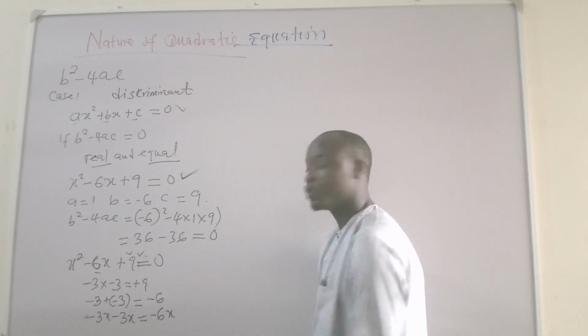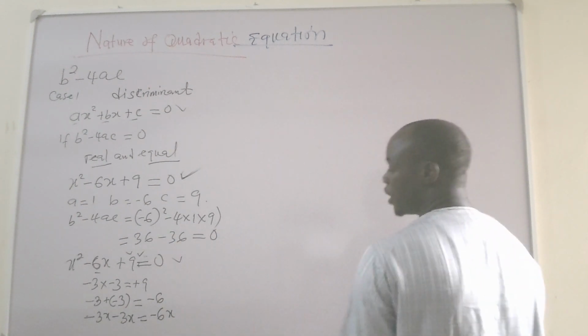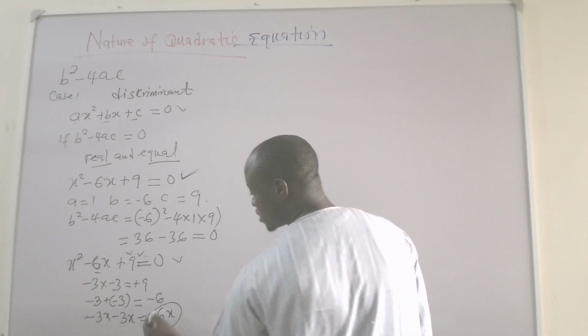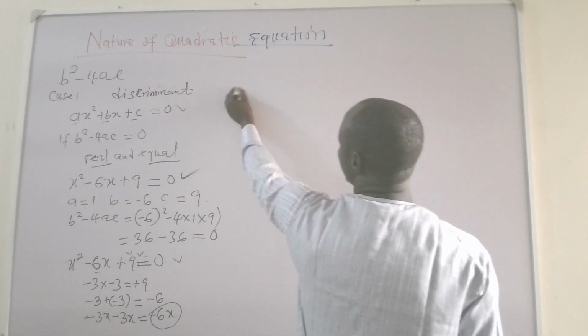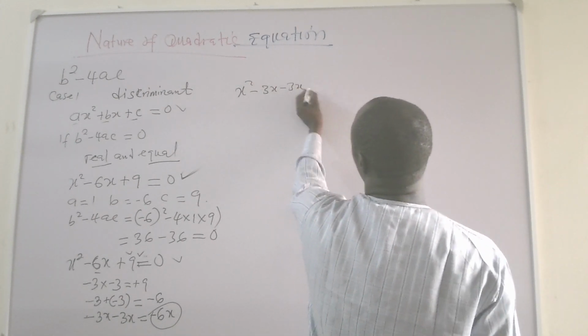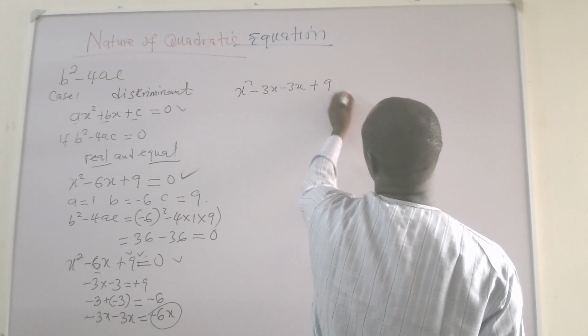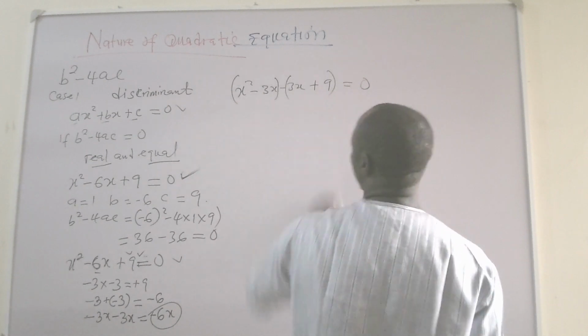Now we are going to substitute minus 6x with minus 3x minus 3x. Therefore we now have x squared minus 3x minus 3x plus 9 is equal to 0. So we are now going to create brackets.